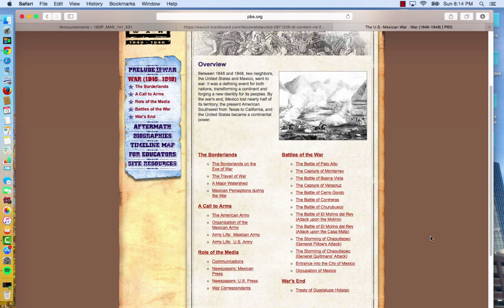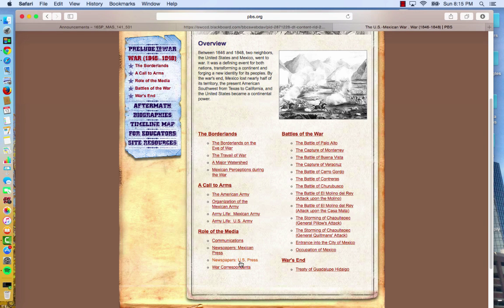So let's say that one of you would like to actually cover the role of the media, and you're interested in the U.S. newspapers. So let's open up this one right here. Again, you can choose any one of these. Oh, before I go into this, everybody, let me make one quick note here. In the Battles of the War section, some of these articles are very short. They're about maybe half, or about a third of the size of what we saw in the previous article, the one by Professor Pletcher.